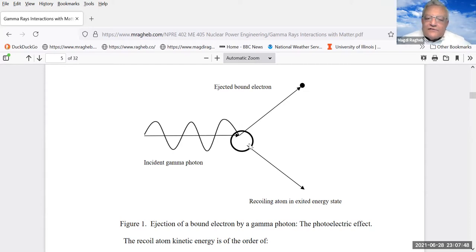And that ion, of course, has to be positive with the same amount of positive charge as the charge of the electron that is ejected. Conservation of mass and momentum in that case apply like in mechanics. And you notice that the electron is ejected and the atom is left with some recoil energy in an excited energy state. The photoelectric process is a very important process because it's used in photoelectric cells in some versions.